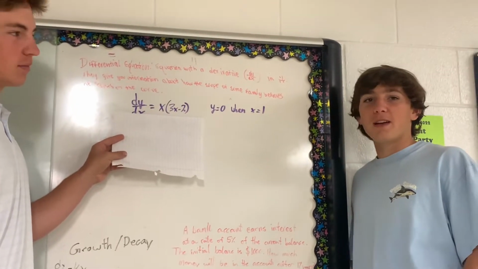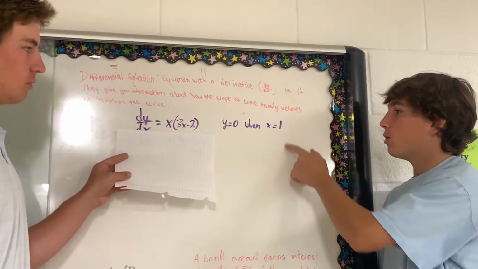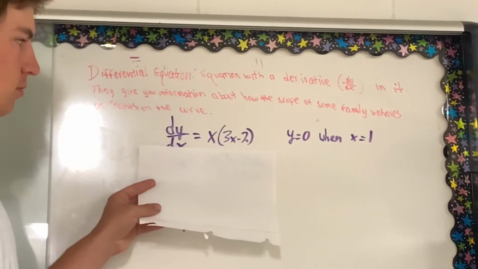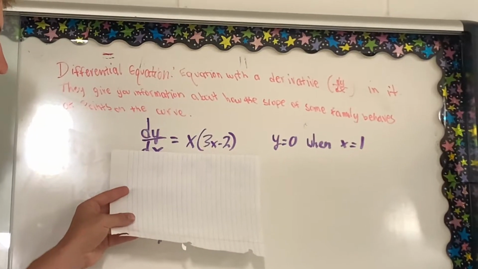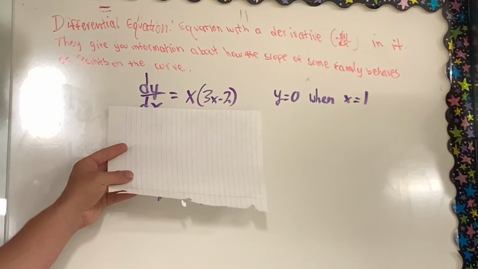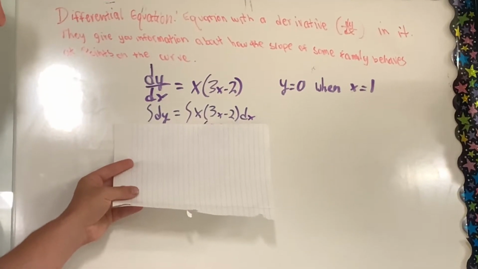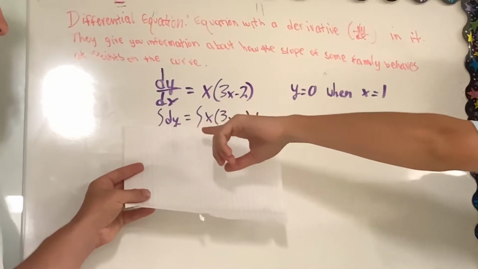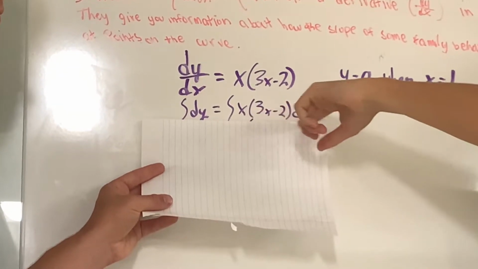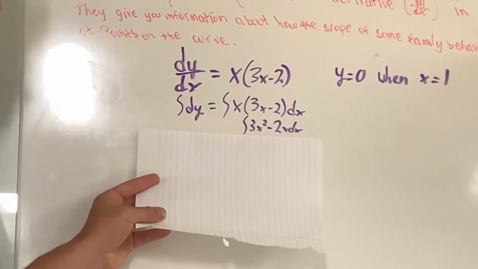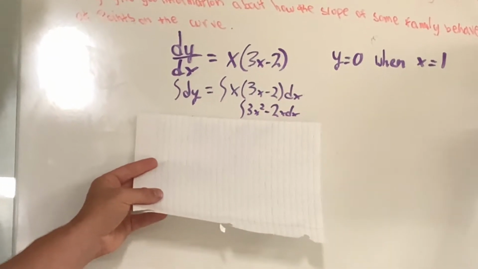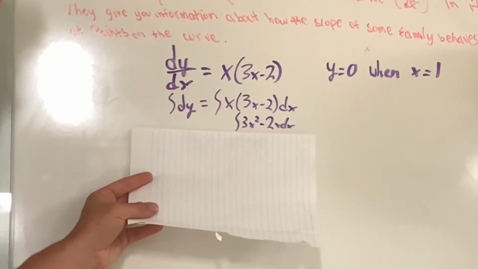Okay, this is separate, integrate, solve, but it's with an initial value, x equals 1 and y equals 0. So you start with dy over dx equals x times (3x minus 2). Then you do the same thing as for the other problem. You take the integral of dy, and you can't take anything to the other side, so you just have the integral of x times (3x minus 2) dx. Before you can do the integral, you distribute the x to 3x minus 2, which gives you (3x squared minus 2x) dx.